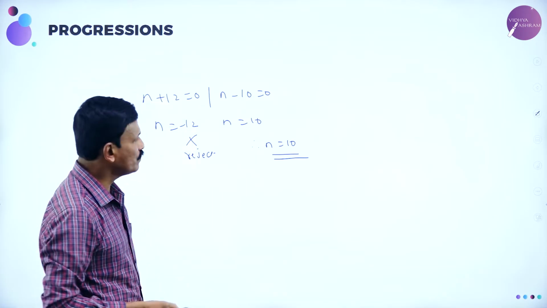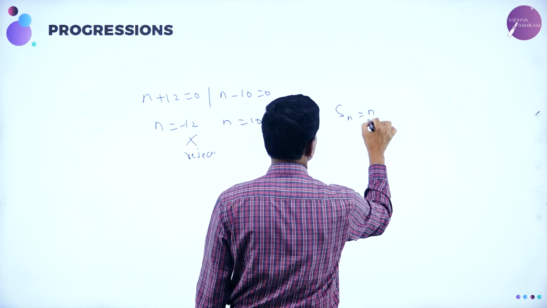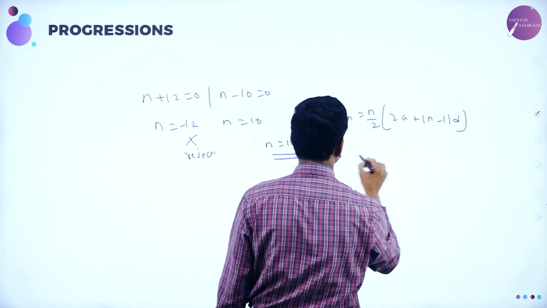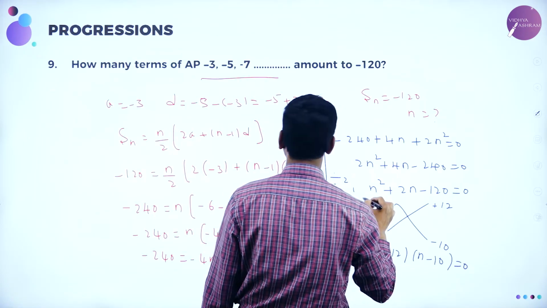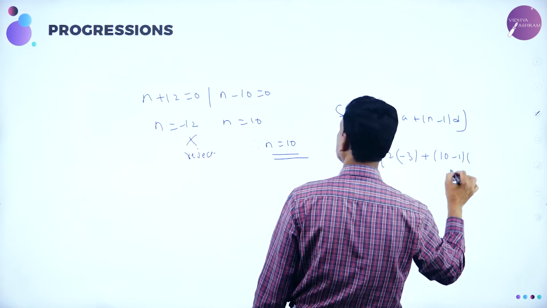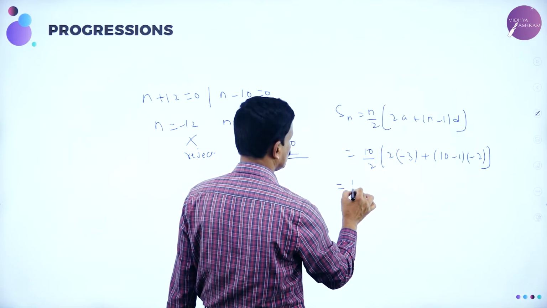If you want to verify, you substitute here. Sn is equal to n by 2 into 2a plus n minus 1 into d. What is n? n is 10, by 2 into 2 times a. What is a? a is minus 3 plus n is 10 minus 1 into d. What is d? d is minus 2. So you will get minus 120 definitely.